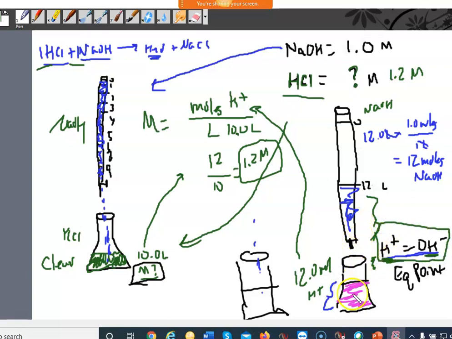So as soon as I hit that indicator, I figure out, based off of our burette, how much I've used. However much I used, I multiply it by the molarity of that, and that will tell me how many moles, which then, in turn, tells me how many moles I had here, which then I can figure out our molarity. Okay? So did that explain it better?